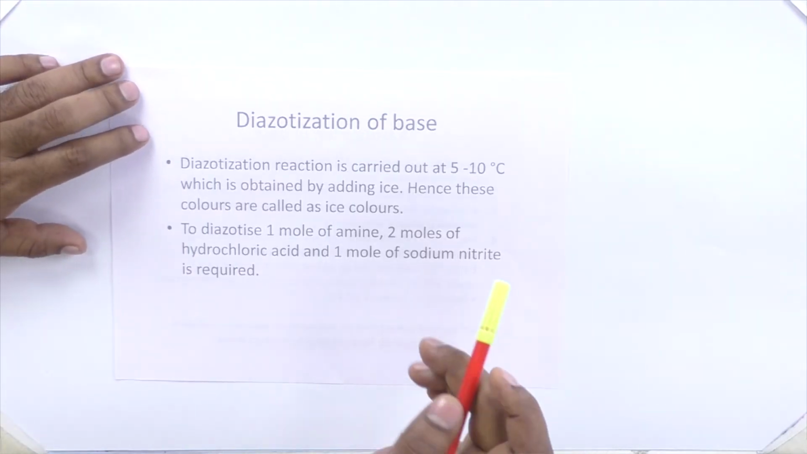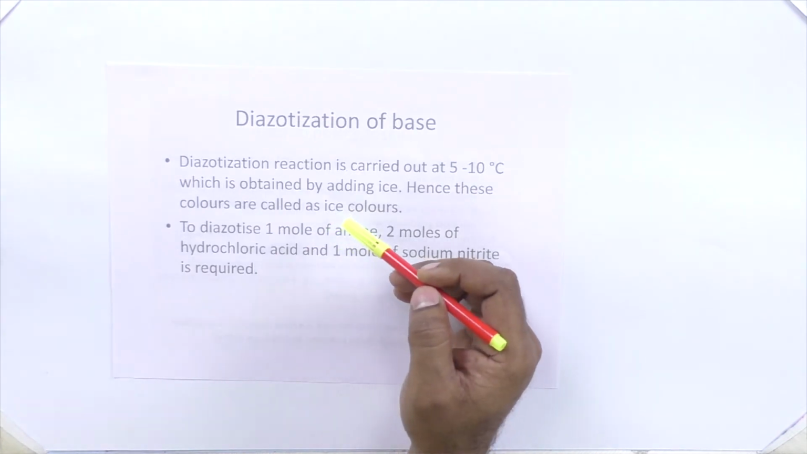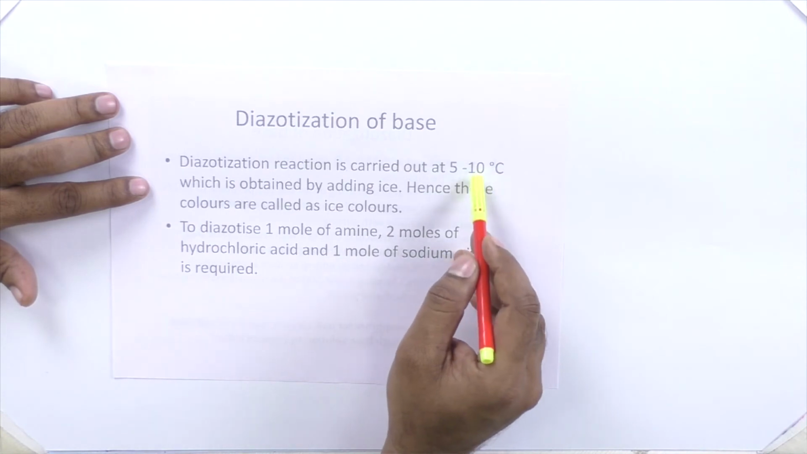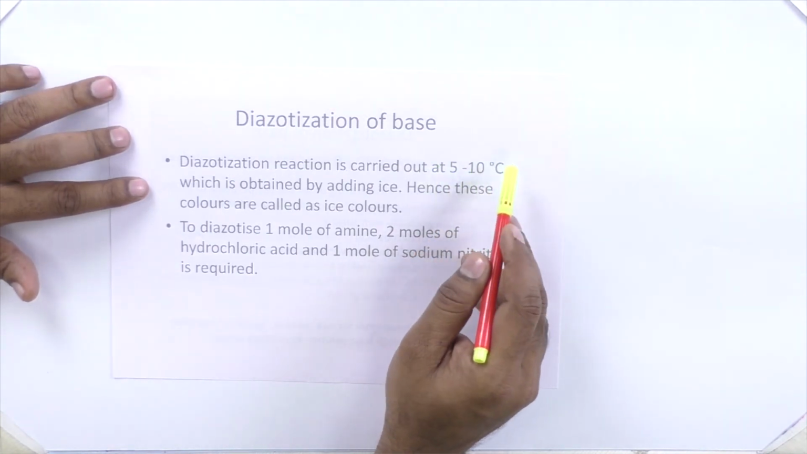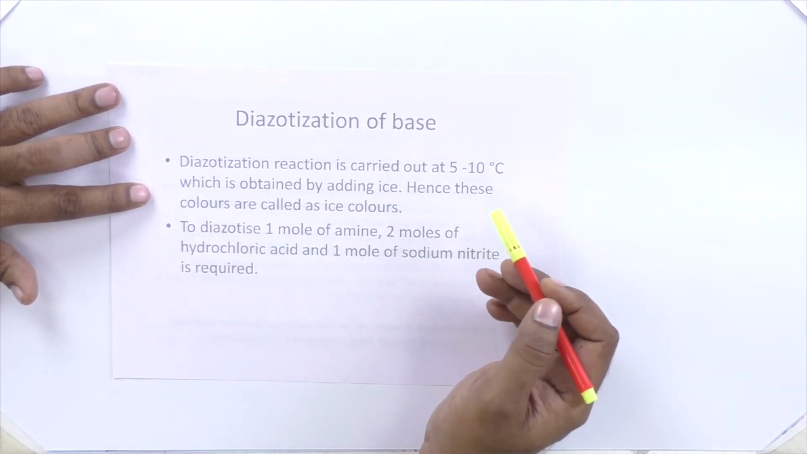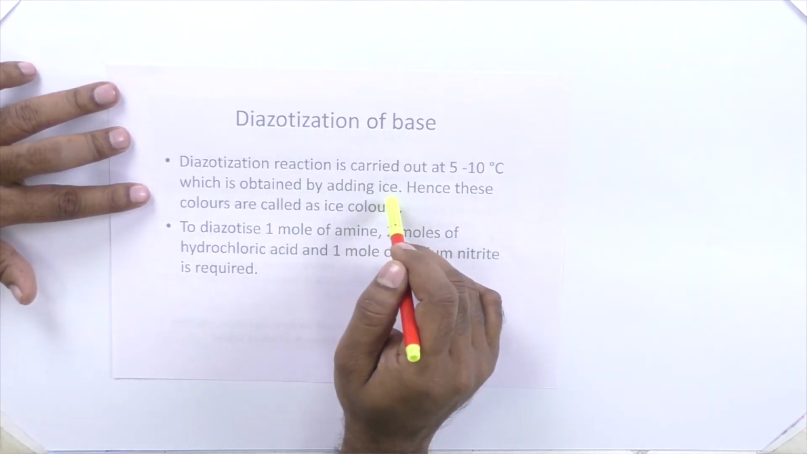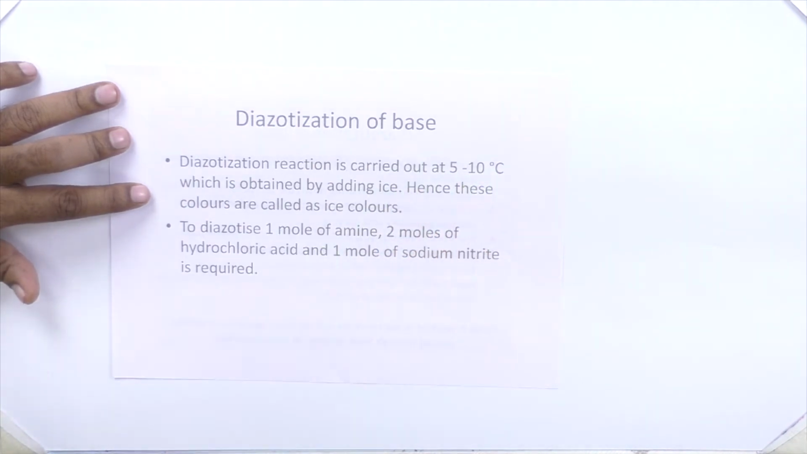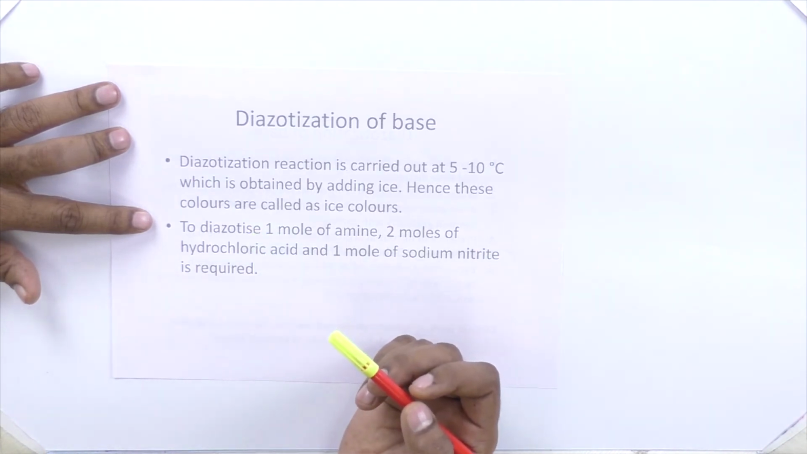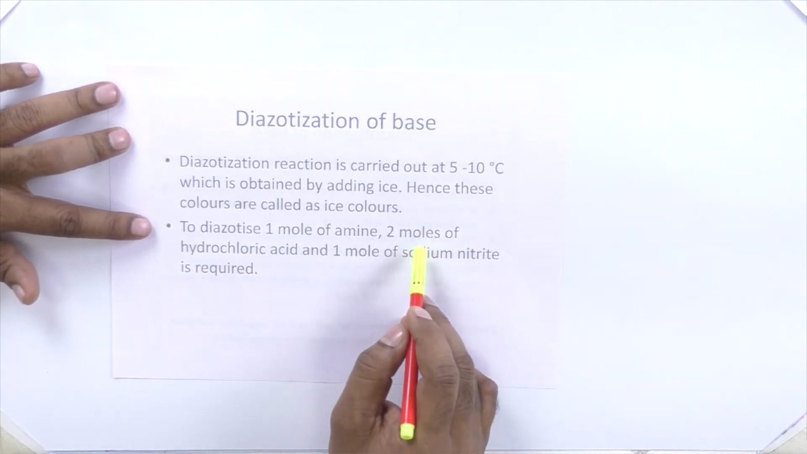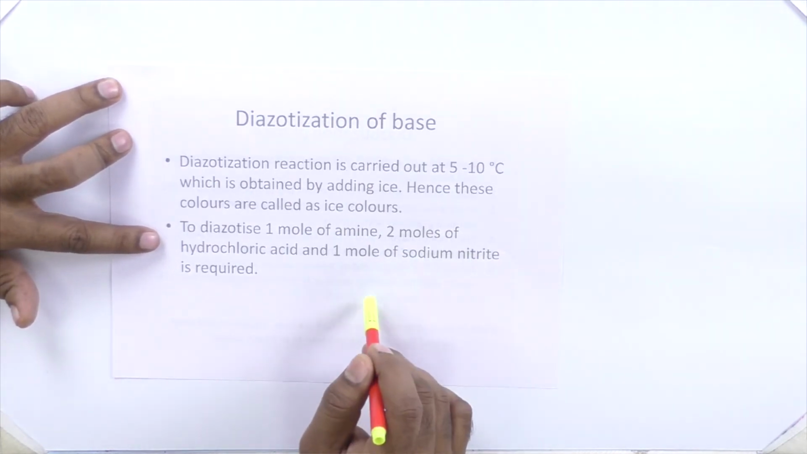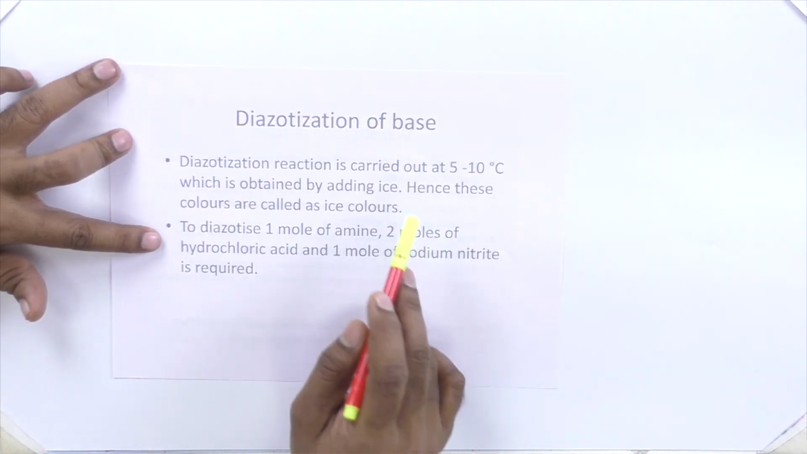Now the diazotization of base is carried out at 5 to 10 degrees Celsius. It is practically impossible to maintain 5 to 10 degrees Celsius, so normally they keep 18 to 20 degrees Celsius and use ice baths to reduce the temperature of the dye bath. Hence it is called ice colors. To diazotize 1 molecule of amine, 2 molecules of hydrochloric acid and 1 mole of sodium nitrite are required. We have to add all these compounds to the base to diazotize it.